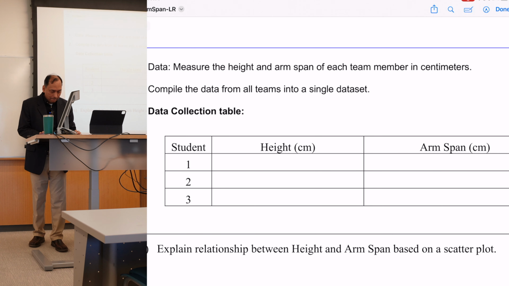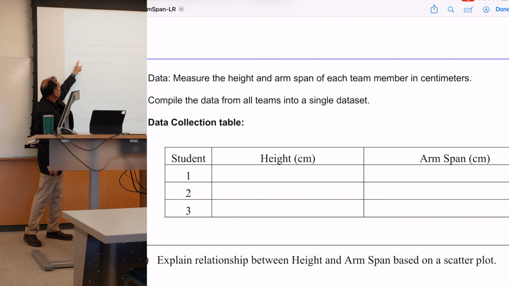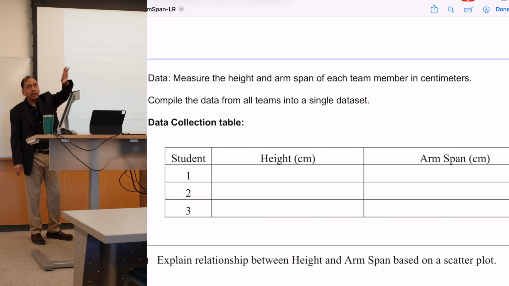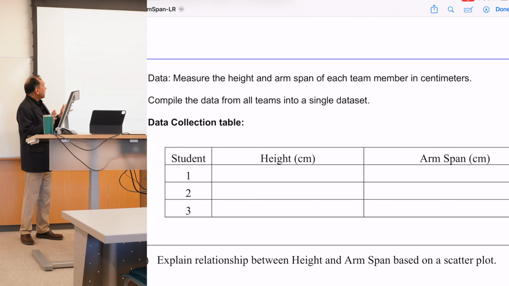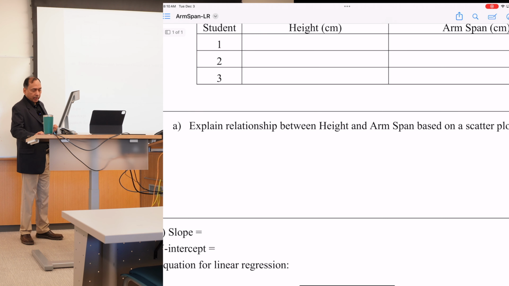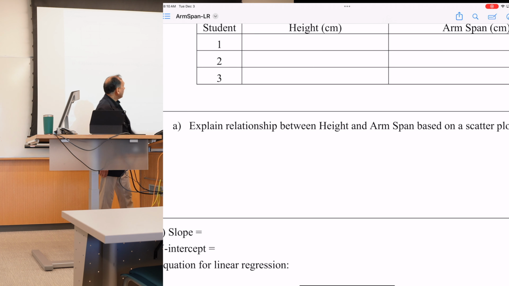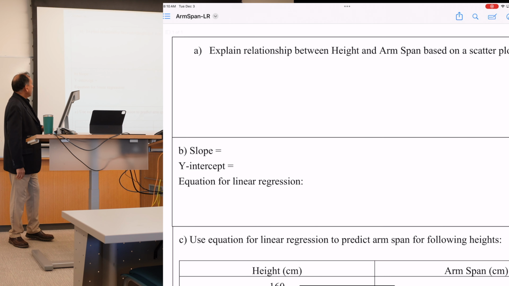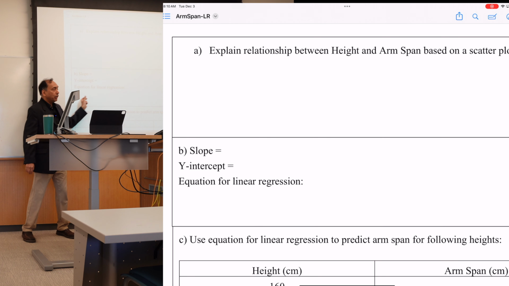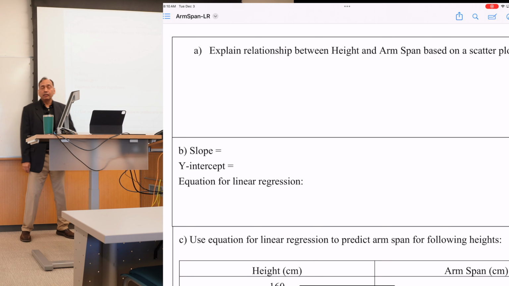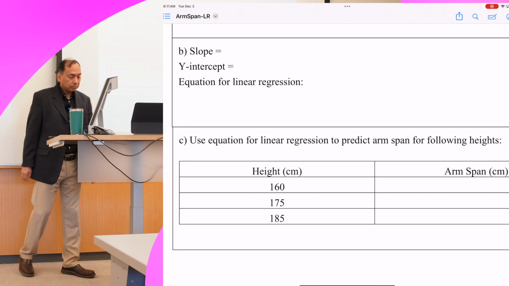Once you complete that, then number 2, we will compile the data from all the teams. We'll get data from the entire class and use that as our data set. A is explain the relationship between height and arm span based on the scatter plot. And then I'll help you to get the slope and y-intercept so that you can write your equation of a straight line. Using that equation, you will make 3 predictions.